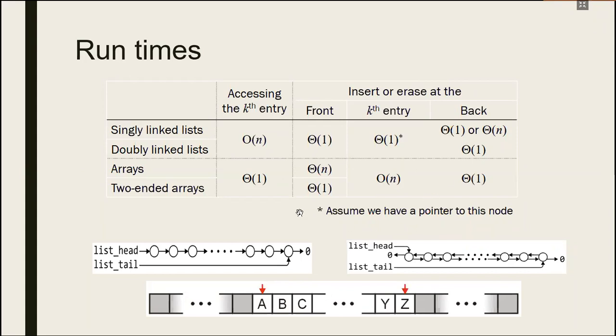So why is the array a little bit more? Because we have seen that if you want to replace an element in the array, you have to shift the other elements as well. So whether this is an array or two-ended array, it doesn't matter. If you insert or erase an element in the array, you have to shift all elements in the array. So that's why the runtime becomes difficult.